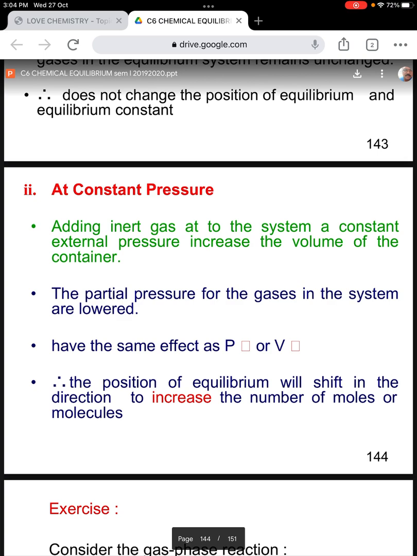Adding inert gas to a system at constant external pressure increases the volume of the container. When the volume is increased, partial pressure for the gases will be reduced or lowered. That means it will have the same effect as volume increases, pressure decreases. So the position of equilibrium will shift in the direction to increase the number of moles, because the reducing pressure due to the increasing volume is the external disturbance. So in order to increase the pressure back to re-establish the equilibrium, number of moles has to be increased.